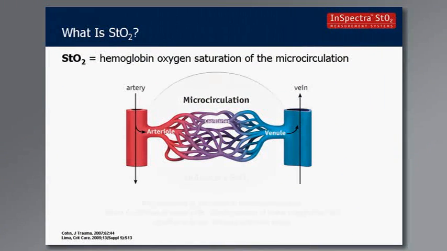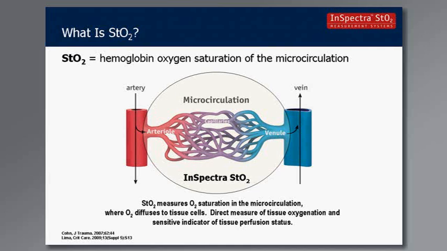Hi, I'm Tom Ahrens. I'm a research scientist in critical care, and I've been involved in tissue oxygenation monitoring for much of my career. Now we're going to discuss a little bit about StO2. What is StO2 monitoring? Well, StO2 measures the hemoglobin oxygen saturation of blood in the microcirculation, specifically the arterioles, the capillaries, and the venules. The microcirculation is where oxygen diffuses to tissue cells.